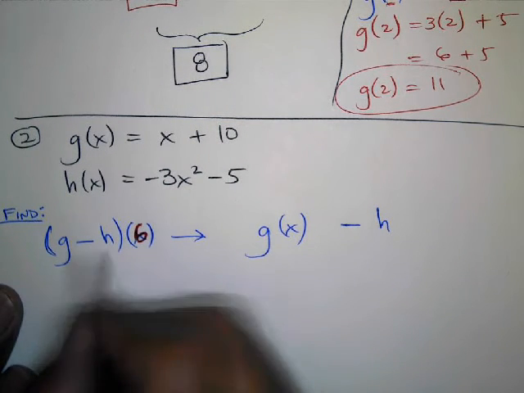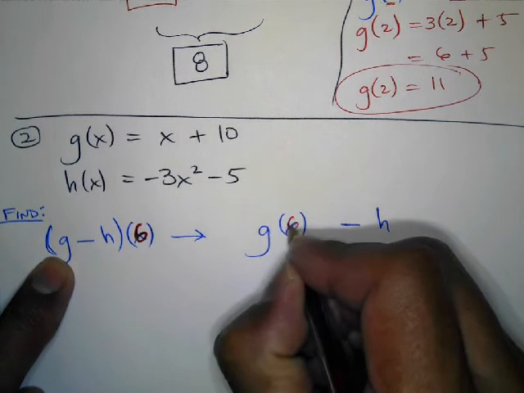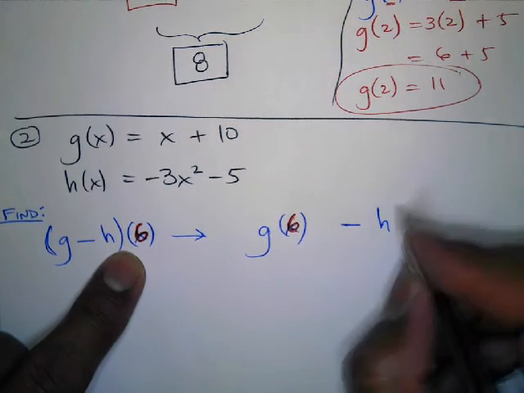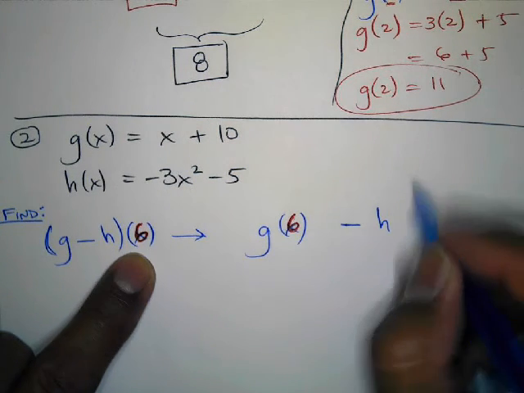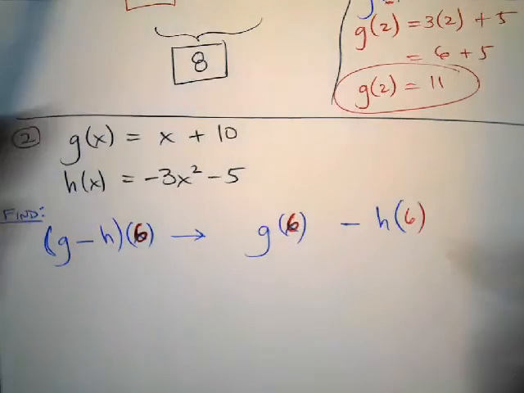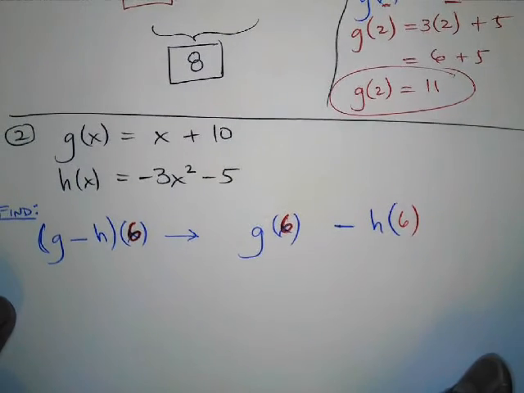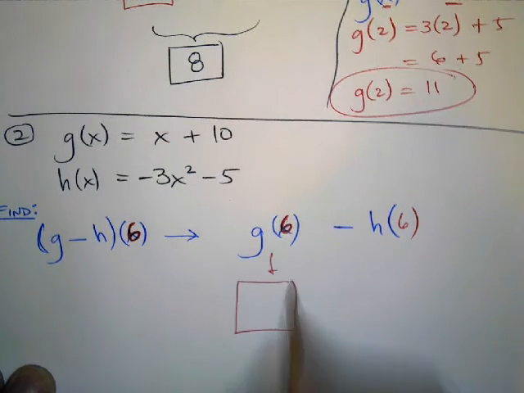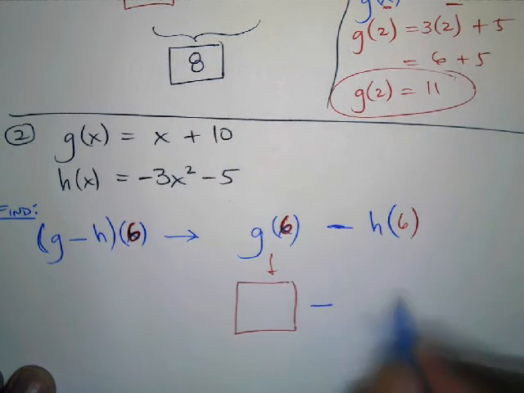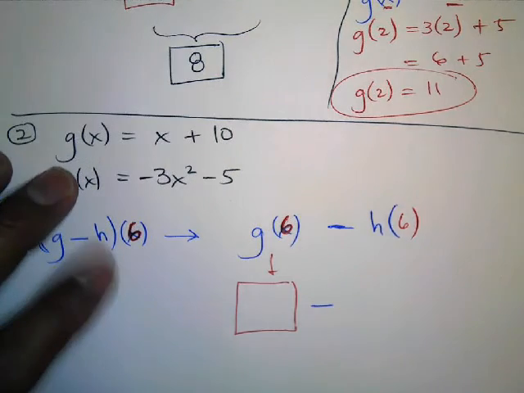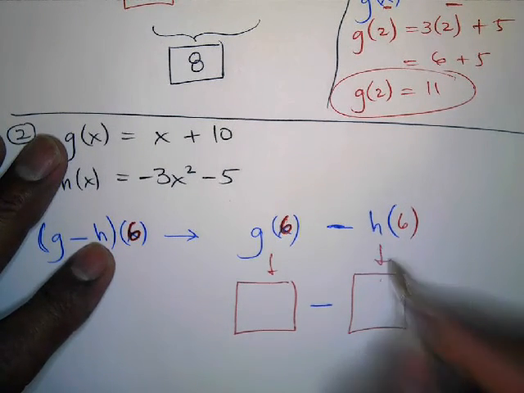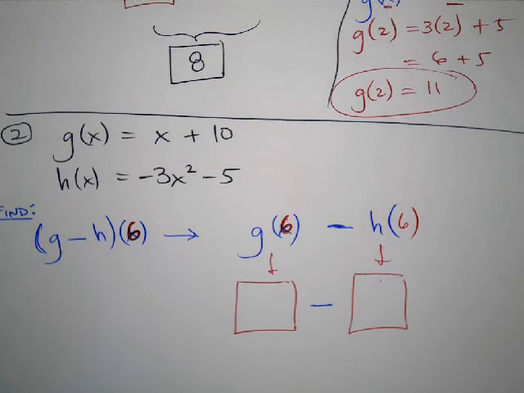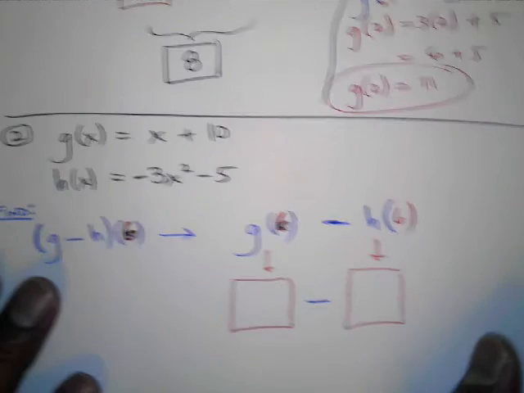So if I have g minus h of 6, this is what they're asking you to find. That would be the first one, g of 6, minus what? h of what? 6. And this is where you understand, okay, I understand how to interpret this. This is g of 6. I don't know what g of 6 is, but I know I have to get a value, and then subtract. And I know this is h of 6. I don't know what h of 6 is yet, but I know I have to get that value. And then I'm going to get this value, and then subtract them in the end, right?